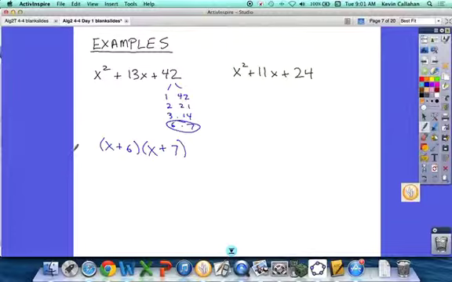Now, if you want to know why, what did we do right there? First of all, what did we have here? We had 3 terms, right? We had x squared plus 13x plus 42. That's 3 separate terms. When we factor, we turn those 3 terms into 2 factors, 2 things that are being multiplied together now. That's x plus 6 times x plus 7. That's what we mean by factoring. We're turning these into things that are being multiplied together.